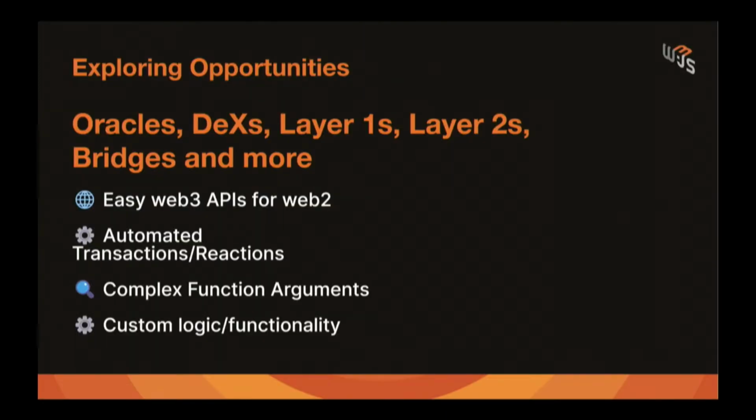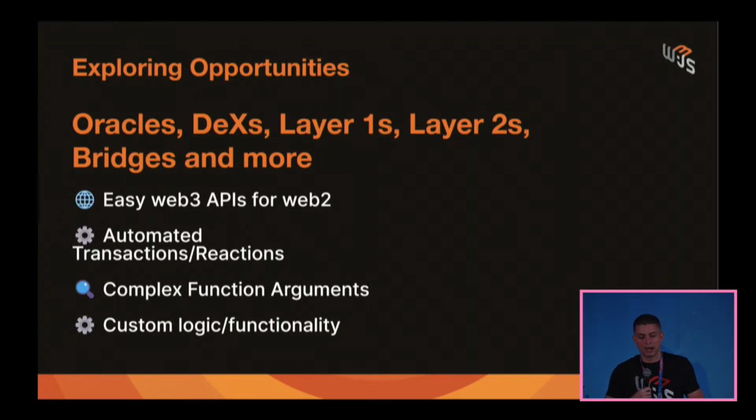This is a really easy way to provide Web3 APIs to Web2 developers so they can get started building faster without knowing all the deeper mechanisms of blockchain or specific protocols. It's like giving Web2 developers, in a really easy way, these APIs that just require some JavaScript knowledge, and then they can get started building dApps. You can also do automated transactions or reactions, complex function arguments, and custom logic or any functionality that you want to add, even your own library as well.